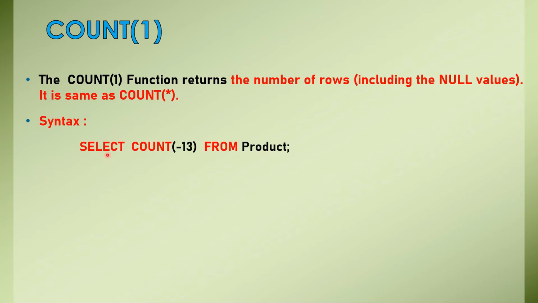so the syntax will be select count minus 13 from product. Now you will be confused, why are you writing minus 13 here? Because the majority of students, whenever you write count 1, think, okay, I need to count the total number of values present in the first record. Or they think, I need to find the total number of values present in the first column. Both of these scenarios are really wrong. Now that particular student will think, okay, minus 13, there is no minus 13 record.